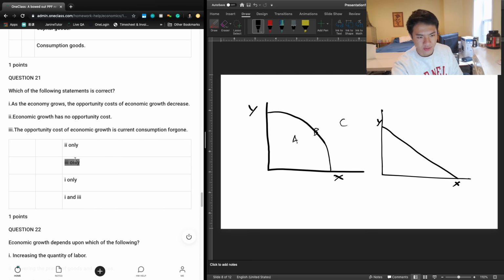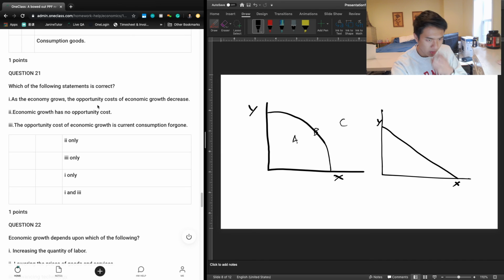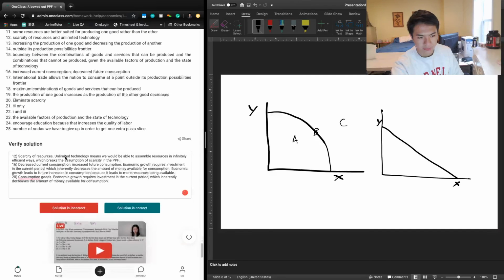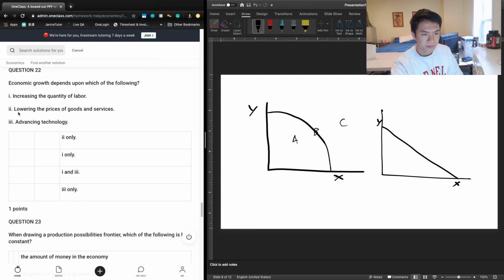So I'm going to say answer choice 3 only, because as the economy grows, the opportunity cost of economic growth decreases. Normally, if you're investing more and more into certain things, the opportunity cost is going to increase no matter what. So answer 3 only. They got 21 right, 3 only. I'm not sure how they got 16 and 21, 20 wrong, so we'll just keep an eye on that. So that's right. Now question 22.